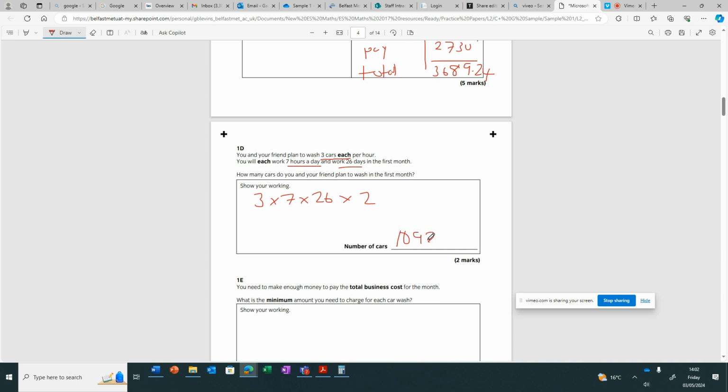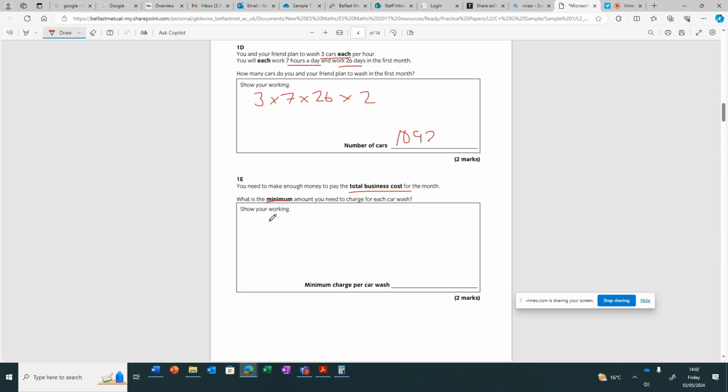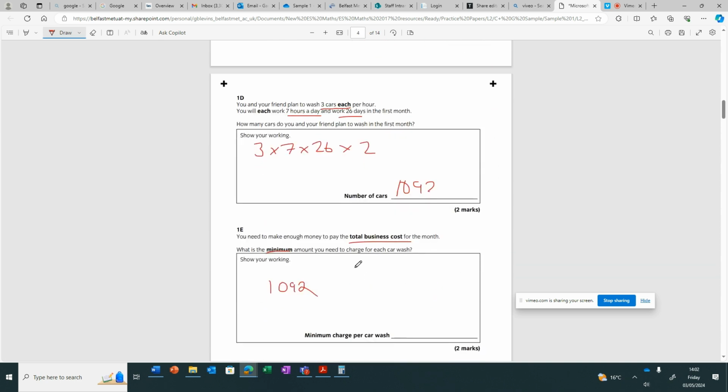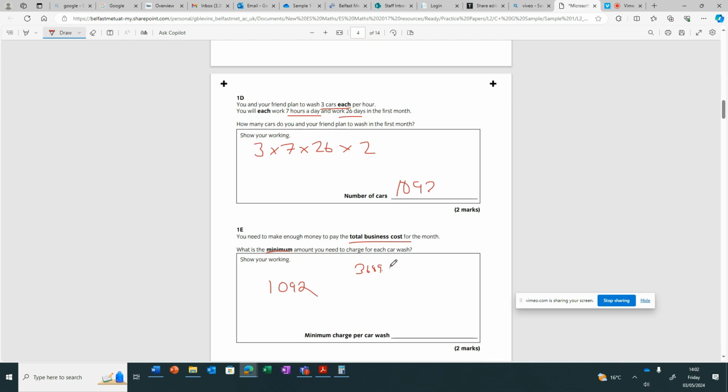You need to make enough money to pay the total business cost for the month. Work out the minimum amount you need to charge for a car wash. Well, you need to know how many cars, so you get 1092 cars, and your costs are 3689.24. That's how much money you spend. So you need to divide that by the number of cars you're going to wash to work out the minimum cost you need to charge. And to do that, you'll get £3.38.